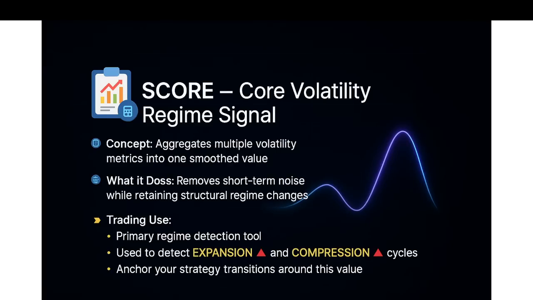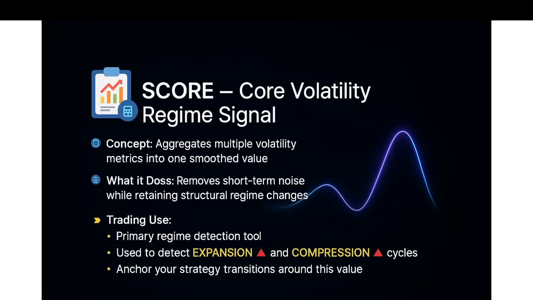One thing, there are different parameters. The first parameter is called score. It is one of the core regime signals of this system. This is your smooth volatility regime signal that aggregates multiple metrics into one clean indicator. It filters out short-term noise while retaining the macro structure of the market.